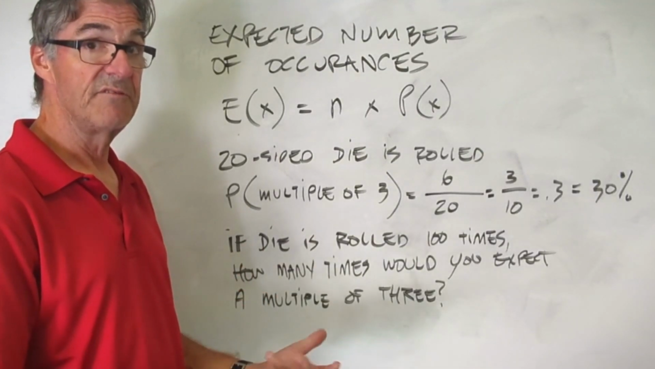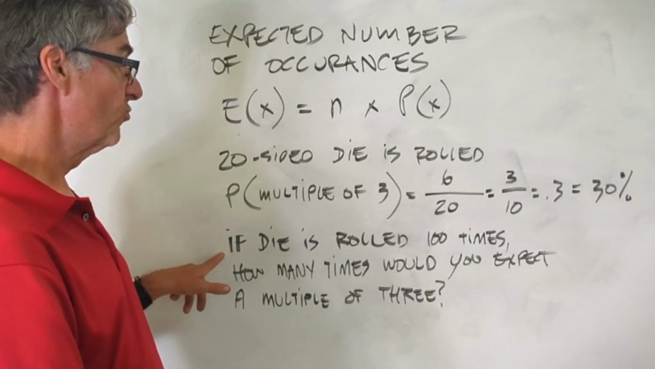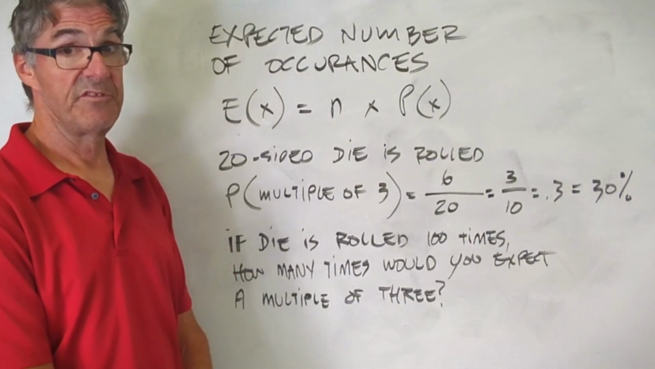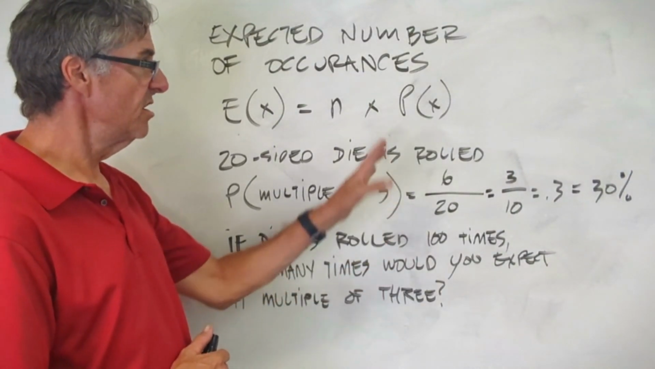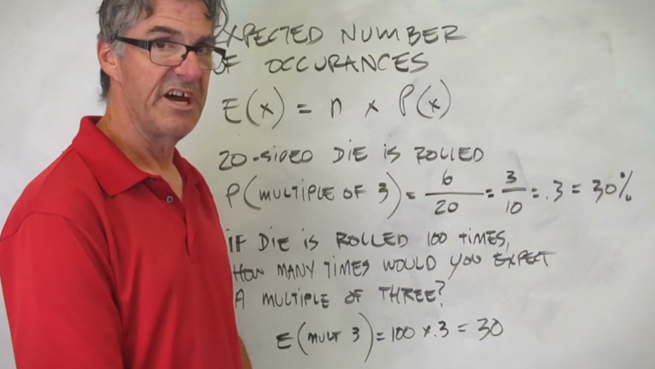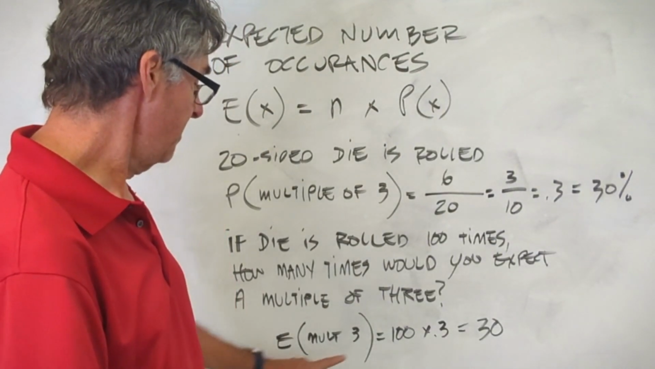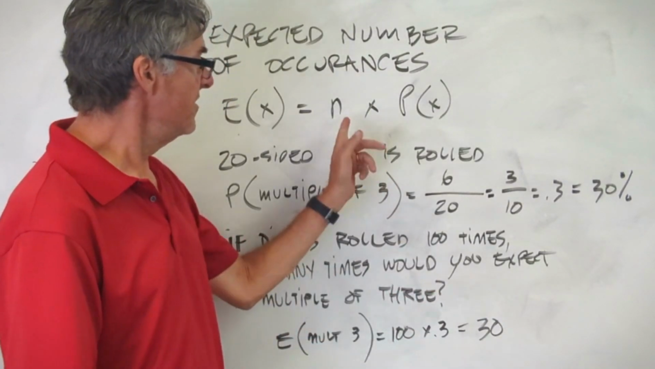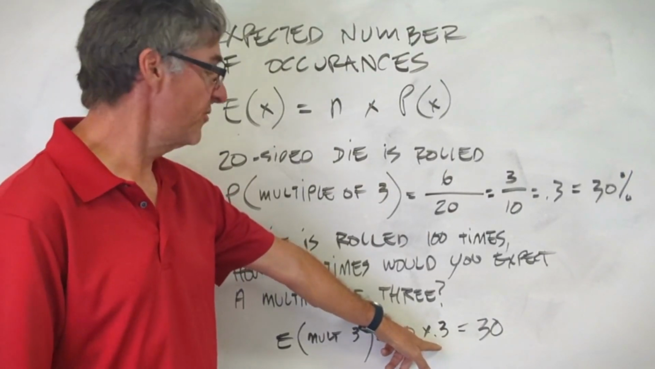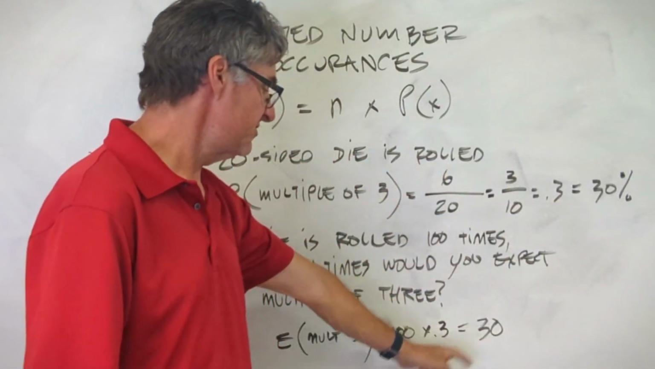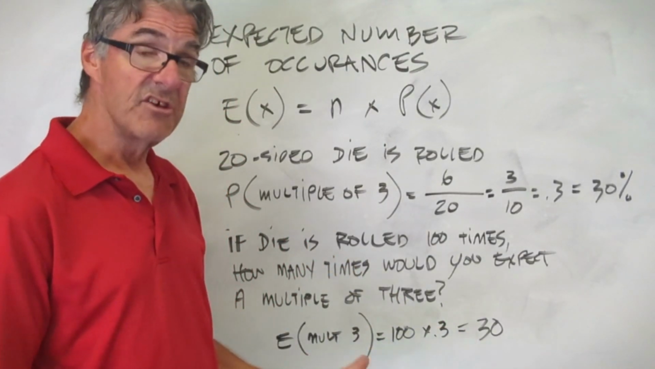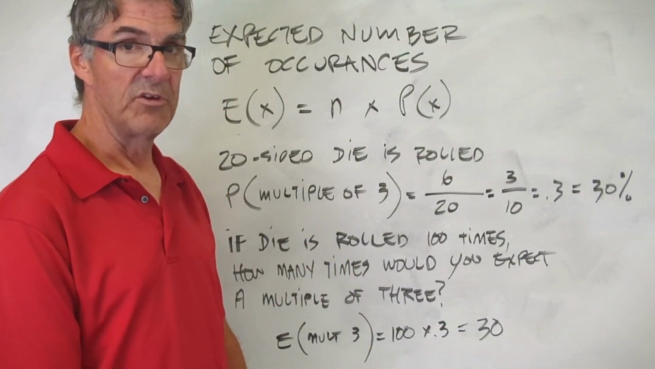Okay, so now here's an expected value calculation. If a die is rolled 100 times, how many times would you expect to get a multiple of 3? So go ahead and use what we calculated here and what we just talked about for finding expected values and give me an answer. Let's see how you did. The expected number of multiples of 3 is going to be the number of trials, we're rolling that die 100 times, times the probability of getting a multiple of 3, which we calculated up here as 0.3. I used the decimal. You can use any one of these, and I get 30. So the expected value would be 30 times of rolling a multiple of 3.